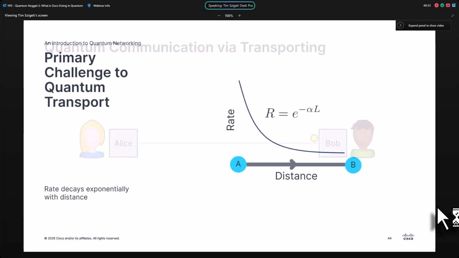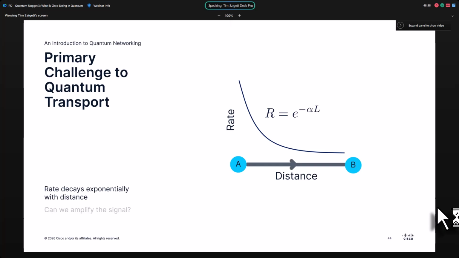Well, how do we solve this problem in classical networks? Because this problem exists already. This attenuation basically says that the fidelity of your information transfer decays exponentially with distance. That's huge. The longer that fiber optic, the more and more of this loss you're going to experience. So how do we deal with it in regular classical networks? We just amplify the signal. We use repeaters. So why don't we do that with quantum?